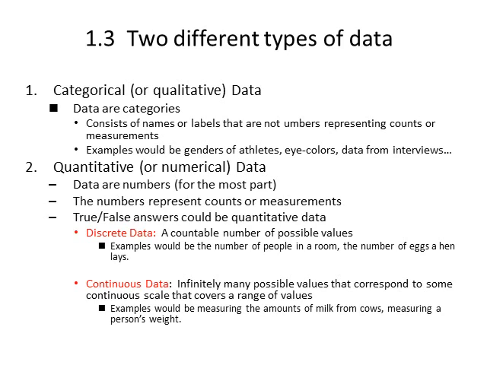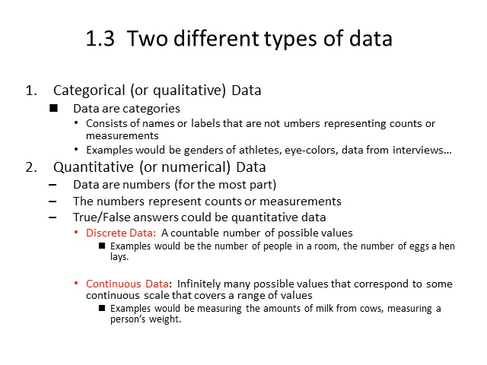Then we have quantitative or numerical data. In this instance, data are numbers for the most part. The numbers represent counts or measurements that were taken. One example of quantitative data that's not numerical would be true or false answers. You can turn that into quantitative data by assigning a value for true and a value for false.